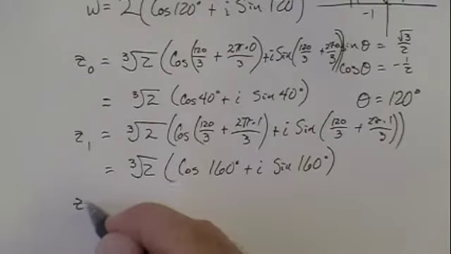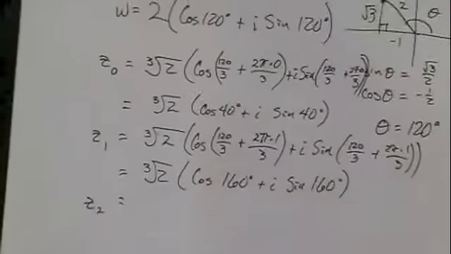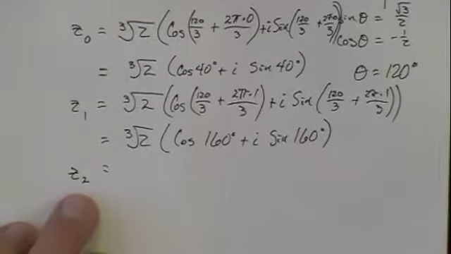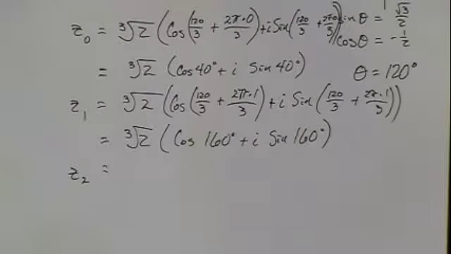So now I want you to go through and do the same thing, plugging in those values. Now our k value is 2. Pause the video, plug it in, see what you get, and we'll check our answer.